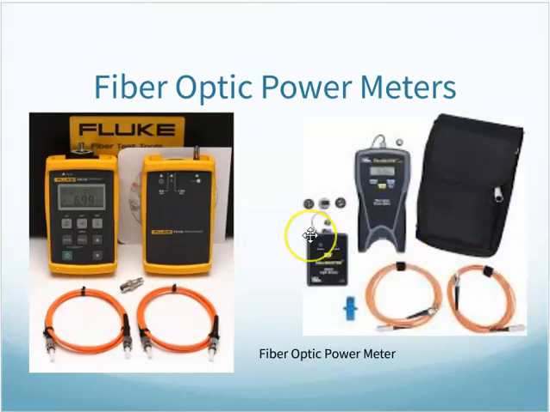Here are two more examples. This is actually a test set. This is the light source here that you can alter between 850 and 1300 nanometers for multi-mode fiber. This over here is the actual meter end. This is the one that has the sensor in it that's taking the measurement of how much light signal has made it there. And then these would be either reference or test cables, depending on what you're hooking up.